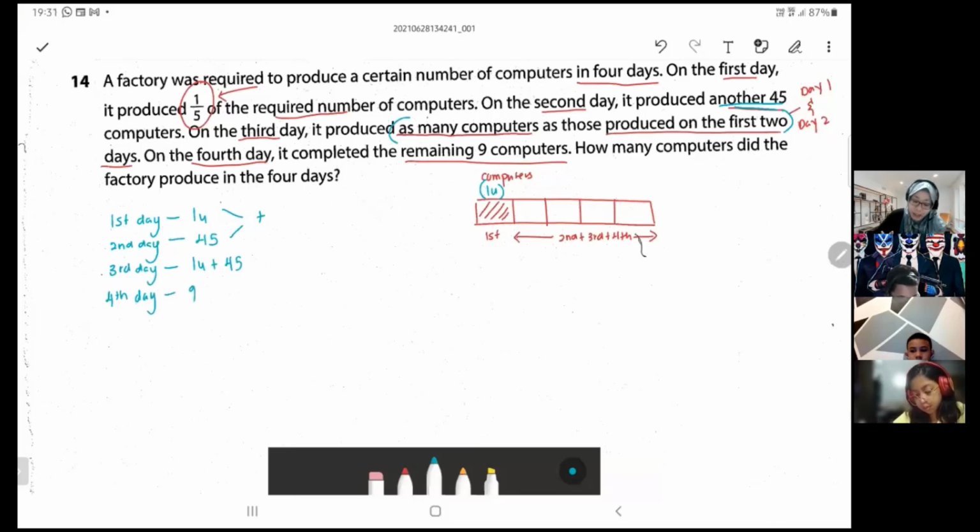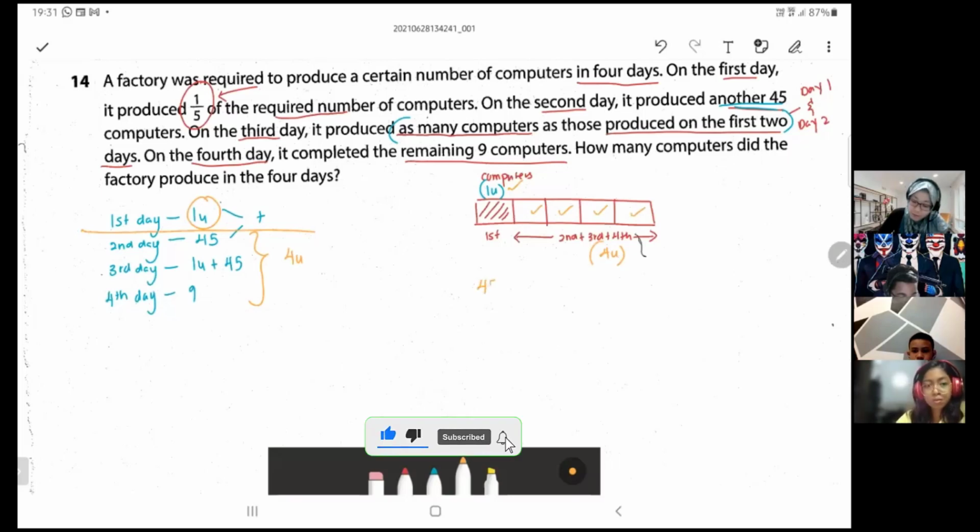All right, and you know that all these things, the second, third, and fourth is actually my 4 units. The first unit, 1 unit is here already. This is 1, 2, 3, 4. This is 4 units. So it starts from the second day onwards. Can see? Okay, so 45 plus 1 unit plus 45 plus 9 equals to 4 units.